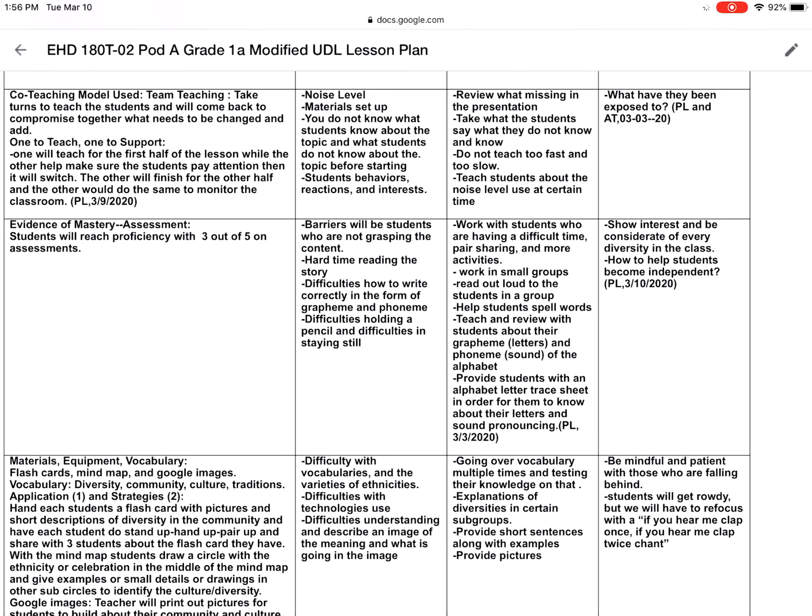The co-teaching model that is going to be used in our lesson is team teaching. So me and Paul will be taking turns teaching the students, and we'll come back to compromise together on what needs to be changed and added. One teach, one support. So one of us will be teaching a lesson while the other is helping students stay on task or passing out papers, but still being involved in the lesson.